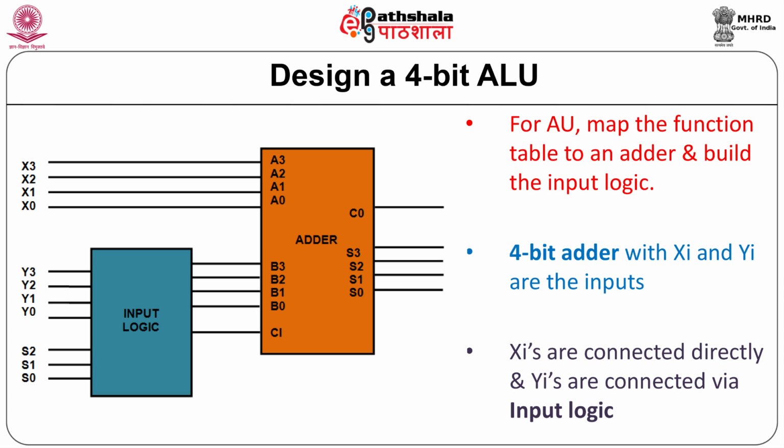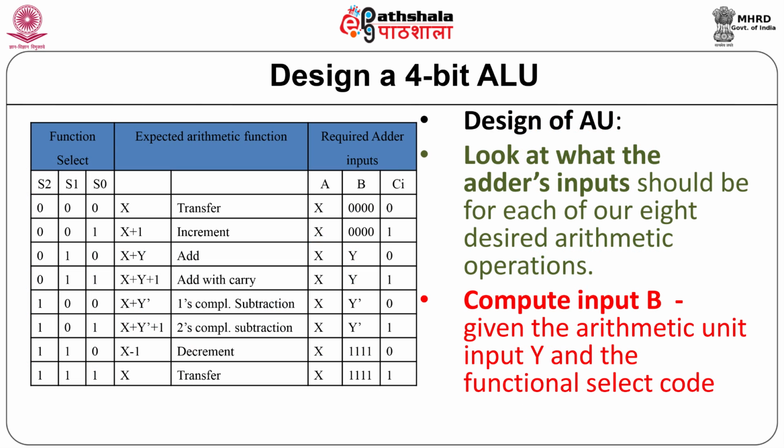In the next step, for arithmetic unit, map the function table to the adder and build the input logic. The 4-bit adder receives external inputs xi and yi. Xi's are connected directly, whereas yi's are connected via input logic circuit to have correct mapping of function table. As a next step, build the input logic required for the B input of the adder. Let us now find out required adder inputs from the function table.